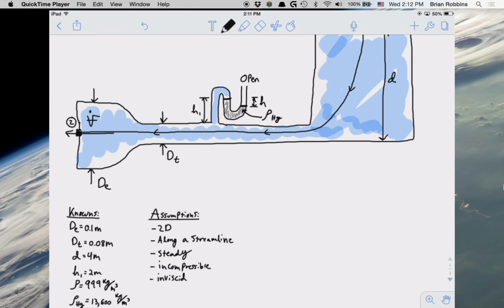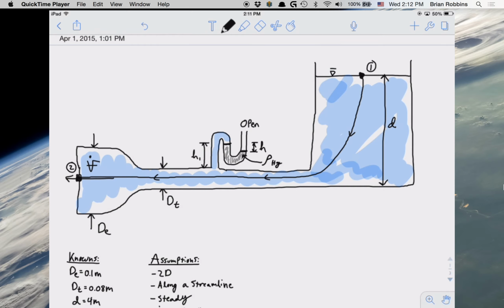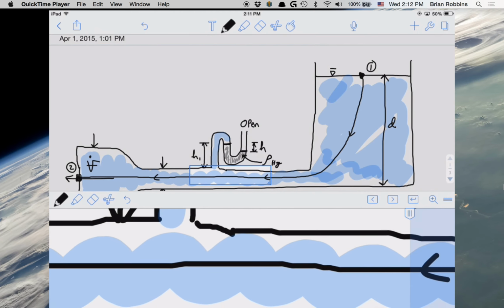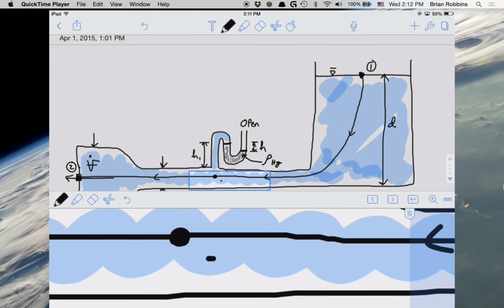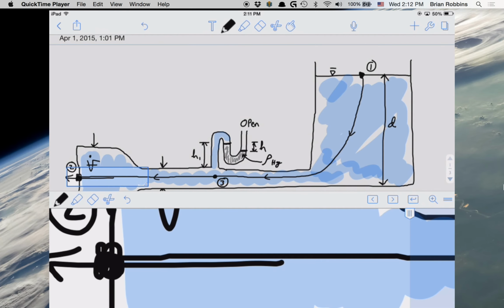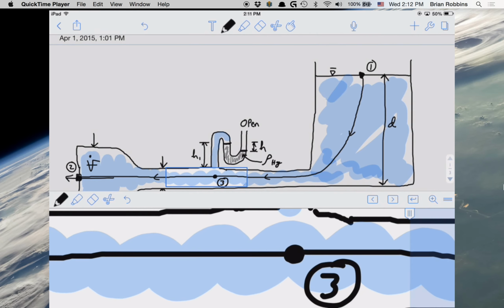Okay, so we actually have a lot of options here in terms of how to select our streamline in order to solve for this. The streamline that I'm going to select is going to go from just below our manometer, so we can use our manometer to find the pressure at that point. So we're going to call that point 3. And I'm going to also apply Bernoulli's equation just to the streamline between 2 and 3.